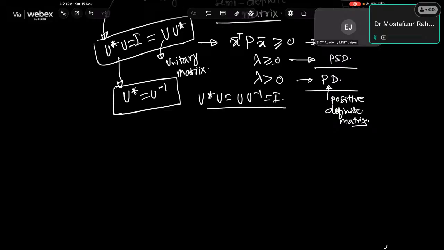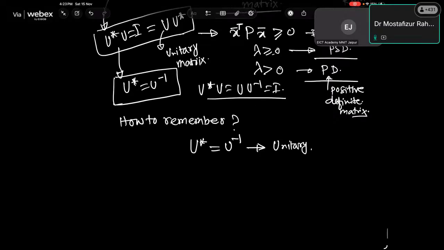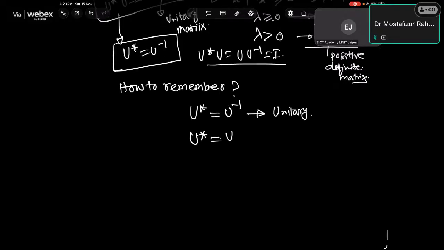Same thing. So how to remember? If U star equals U inverse, then we call it a unitary matrix. This is also called a self-involutory matrix. And if U star equals U, then we call it a Hermitian matrix or symmetric matrix. Hermitian is for the complex case. This is the definition of the Hermitian matrix, and this is the definition of the unitary matrix. Very simple. This is called self-involutory, and this is just the symmetric case, where the transpose equals the same matrix.